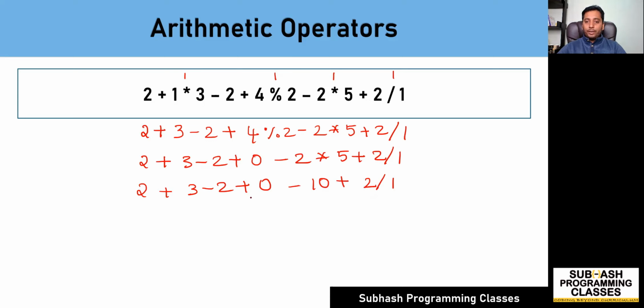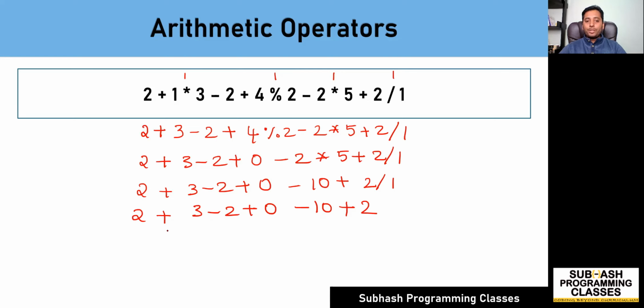Now out of all operators, only the final high priority operator is pending. Let me evaluate that also. 2 plus 3 minus of 2 plus 0 minus of 10 plus 2 divided by 1 is nothing but 2 itself. As you can see, all high priority operators are over and only the second priority operators are pending, that is plus and minus. Now whom should I evaluate first? Again, use the associativity rule. Whichever operator comes first from left to right, evaluate it.